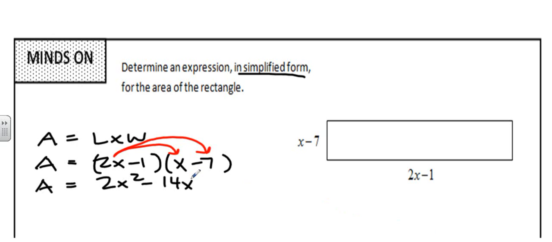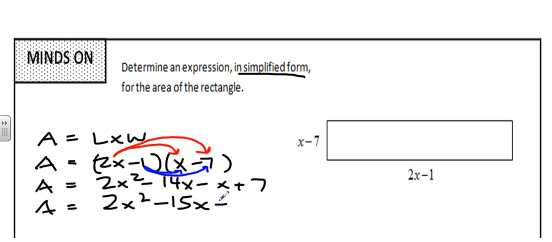And then we're going to start with the other one. Minus 1 times x. That's going to give us minus x. And minus 1 times minus 7. That's going to give us plus 7. Then we have to gather our like terms. So we end up with 2x squared minus 14 minus 1 is minus 15x and plus 7. So that's an expression in simplified form for the area of the rectangle. Okay, so hopefully you know how to FOIL.